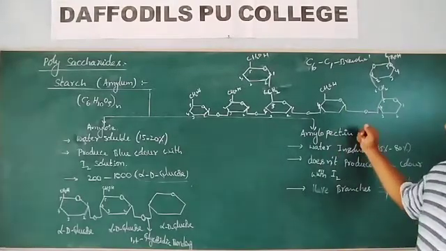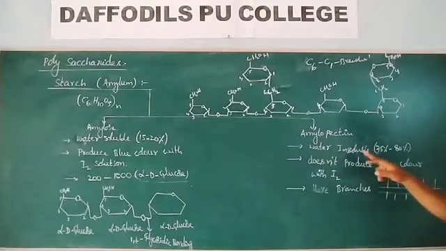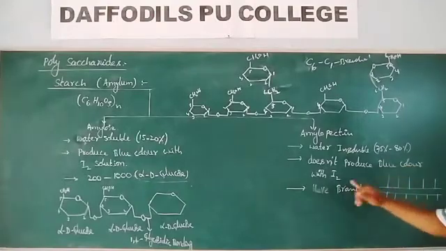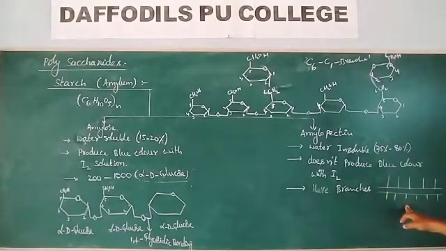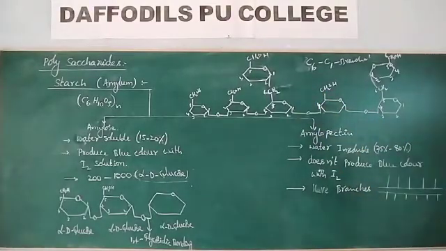Come to the amylopectin. It is water insoluble, non-digestible. Starch contains nearly 75 to 80% of amylopectin. It does not produce blue color with iodine. It contains the branches at 1,6 carbons.